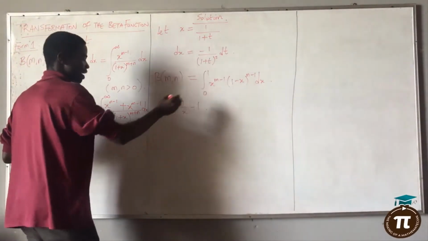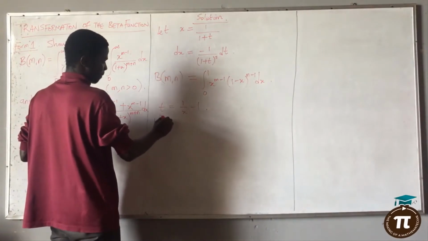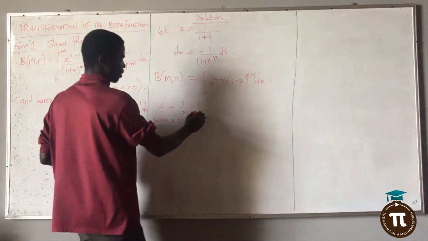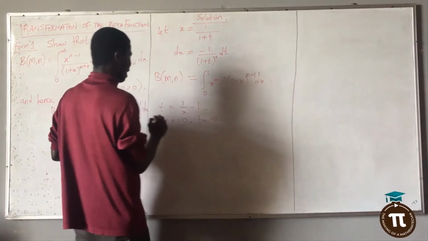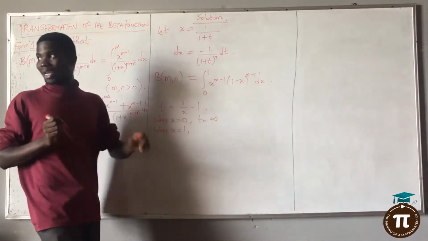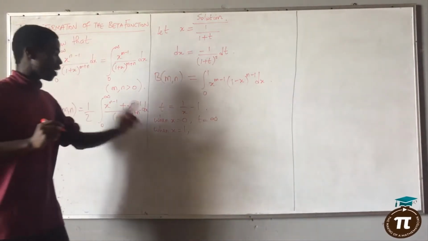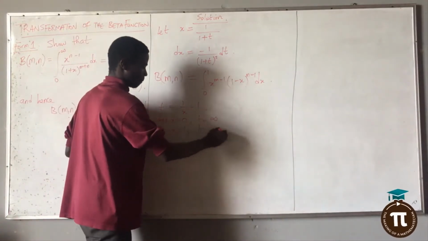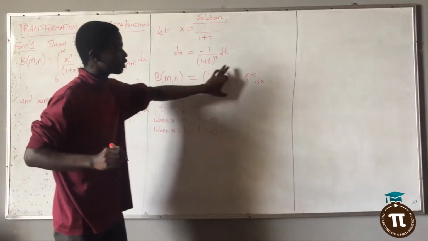So when x is 0, t will be infinity. And when x is 1, t will be 0. So we substitute into this.